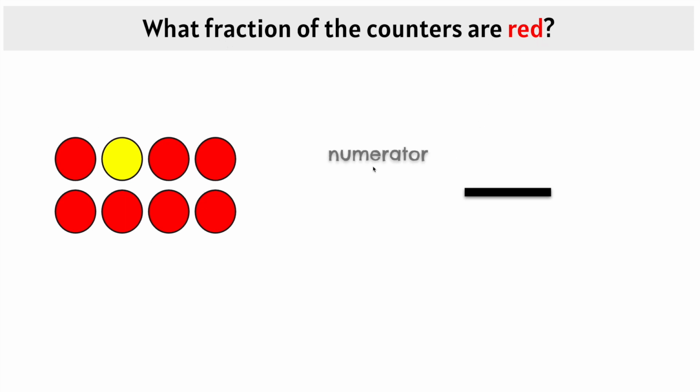We will start by finding the numerator. The numerator is the number above the fraction bar. This stands for how many of the counters are red. So let's look at this set and count how many red counters. 1, 2, 3, 4, 5, 6, 7. The numerator is 7 because this set of counters has 7 red counters.